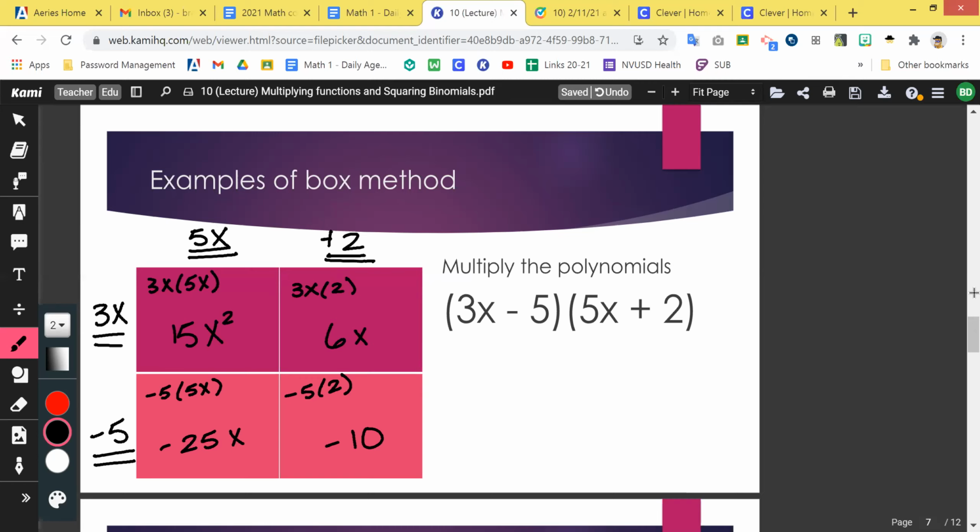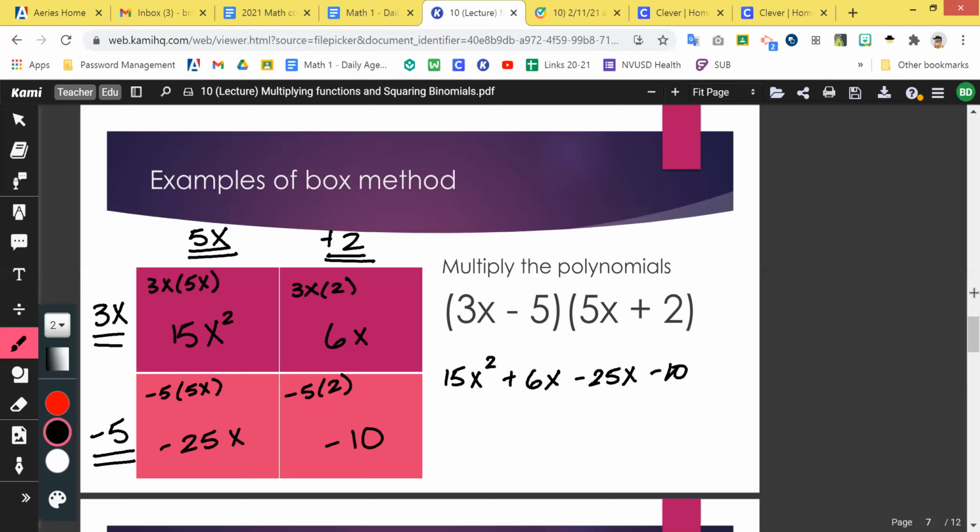Okay, so the pattern is in place. We still have the same pattern here. We have x squared on the top left, and then we have x, and then a regular number. Okay, so let's write them down, our 4 terms. 15x squared plus 6x minus 25x minus 10.